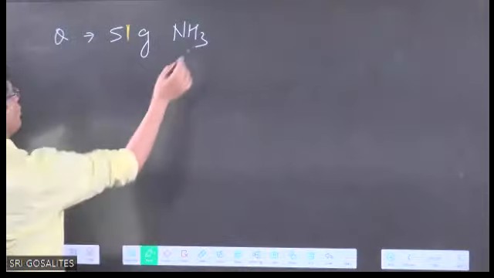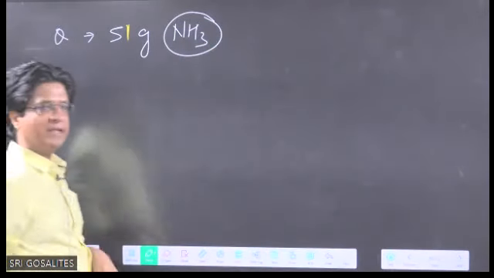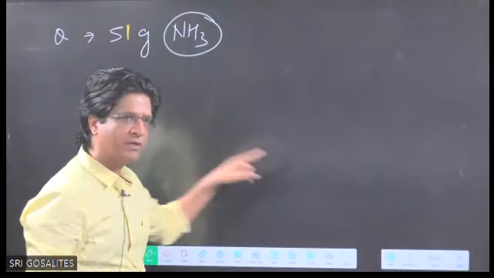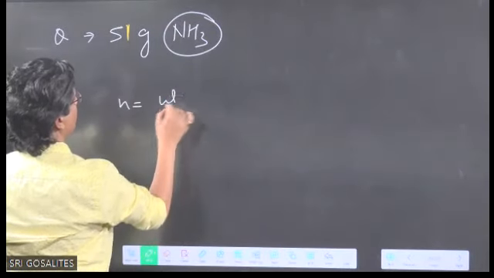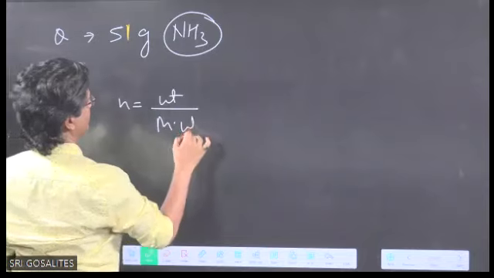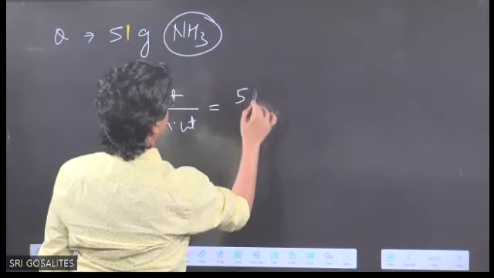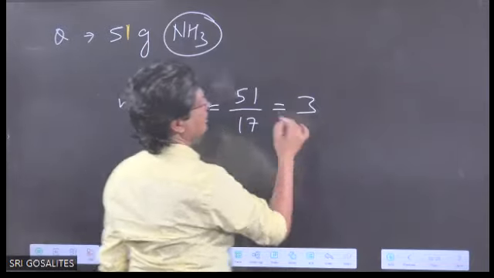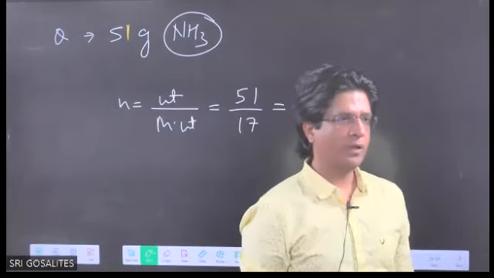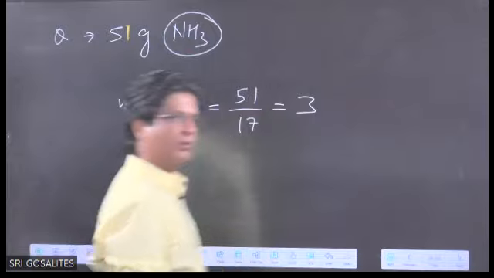So you know ammonia molecular weight is 17. We have done the question right now. So number of moles will be weight upon molecular weight. That will be 51 upon 17. How much? Come on. 3 moles.